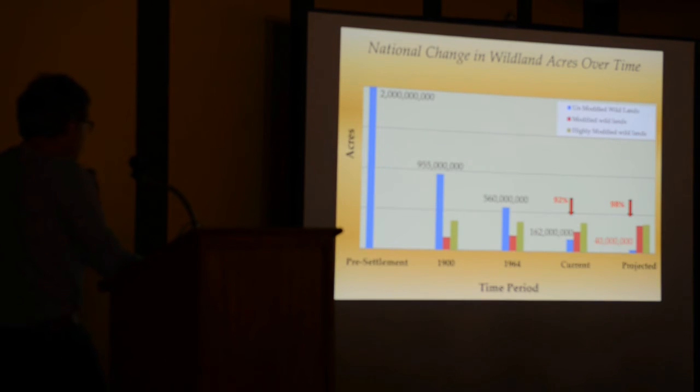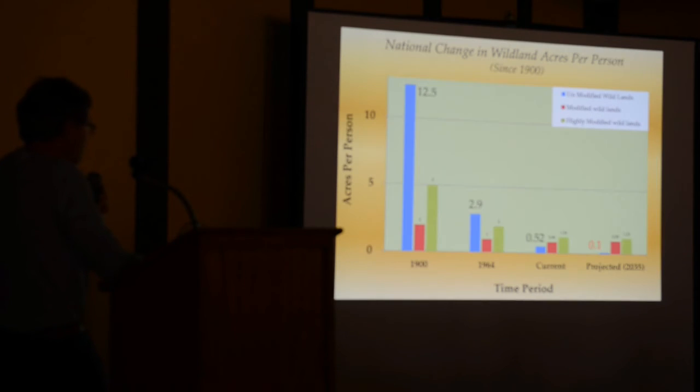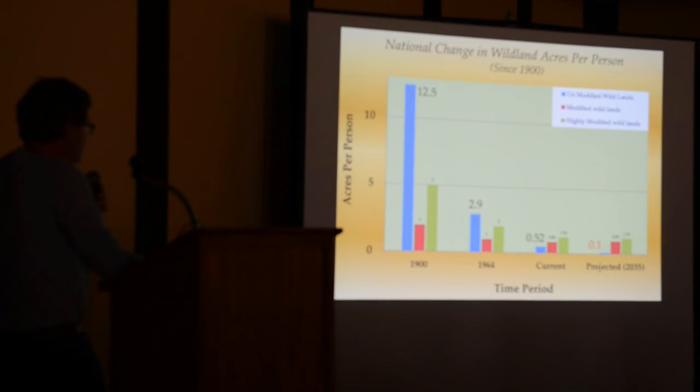Putting that over time: pre-settlement, 2 billion acres, cut in half by 1900, 560 million by the year of the Wilderness Act, 1964, 92% gone today, and if current trends continue, 2% of the lower 48 would remain as unmodified wildlands. One metric I use is the acres per person, and that's a function of the land area, the size, as well as the population.